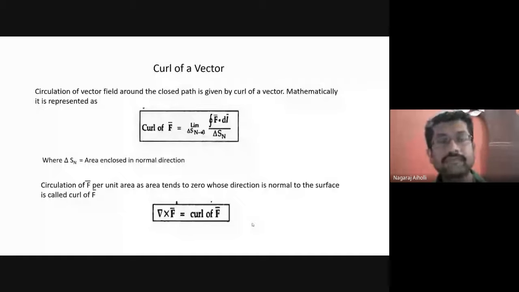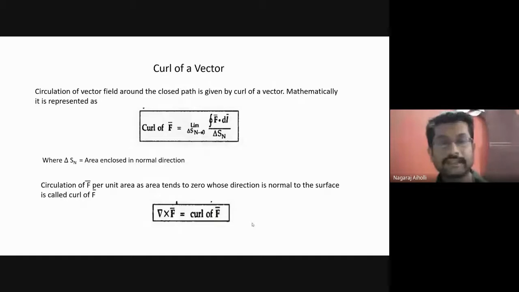The third property that we are going to study is the curl of a vector. Any ideas, students, what is the meaning of curl? Curl means curling. It is circulation, rotational. If we consider the circulation or the rotation of the vector field about any point, about a closed path, then that is called the curl of a vector. Curl is the rotational, circulating property. Circulation of the vector field or the vector flux around the closed path is called the curl of a vector.